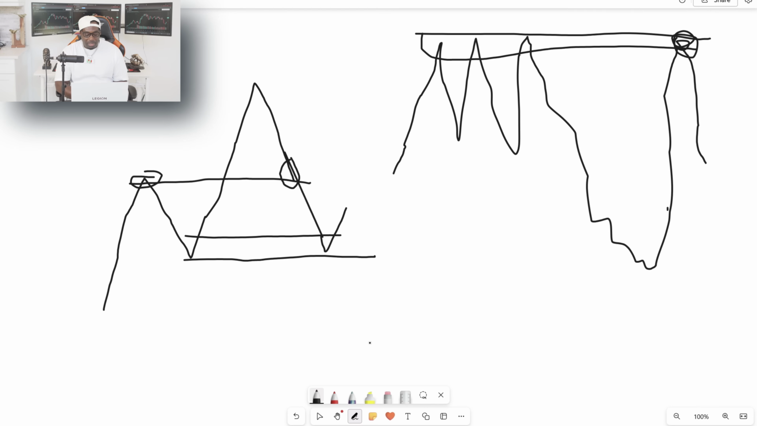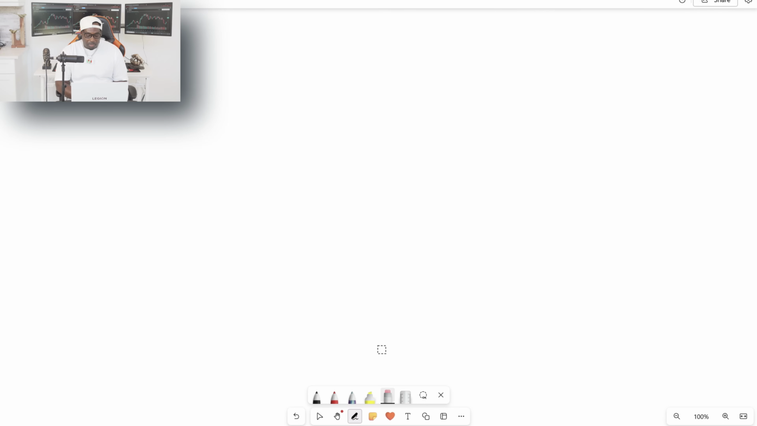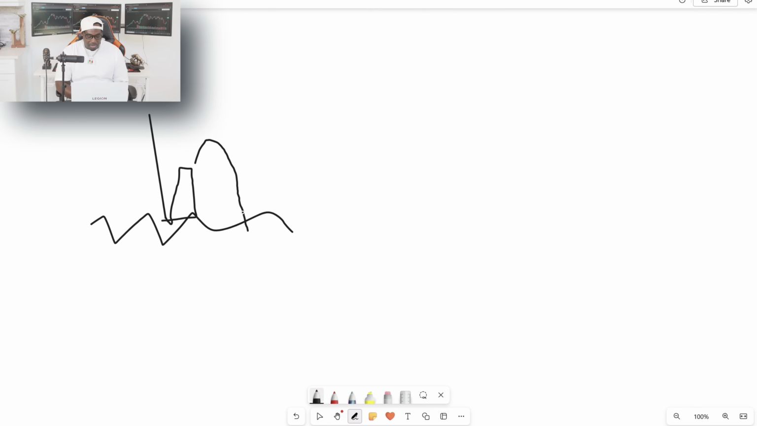So the next one would be entries. There are so many different entries. You can keep it simple. You can look for a double reaction at a level. Let's say this is a level right here. The market hits the level, we get one reaction, and then it went up a little bit, came back down, and we get another reaction.